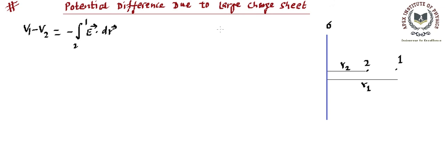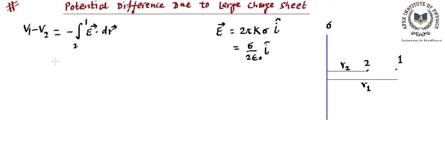Now we know the field because of a charge sheet that we have already talked about. It is going to be E = 2πkσ, which we later wrote as σ/2ε₀. Since this is a sheet, it is going to be in the i cap direction, so σ/2ε₀ in the i cap direction. And here dr is going to be simply dx i cap.